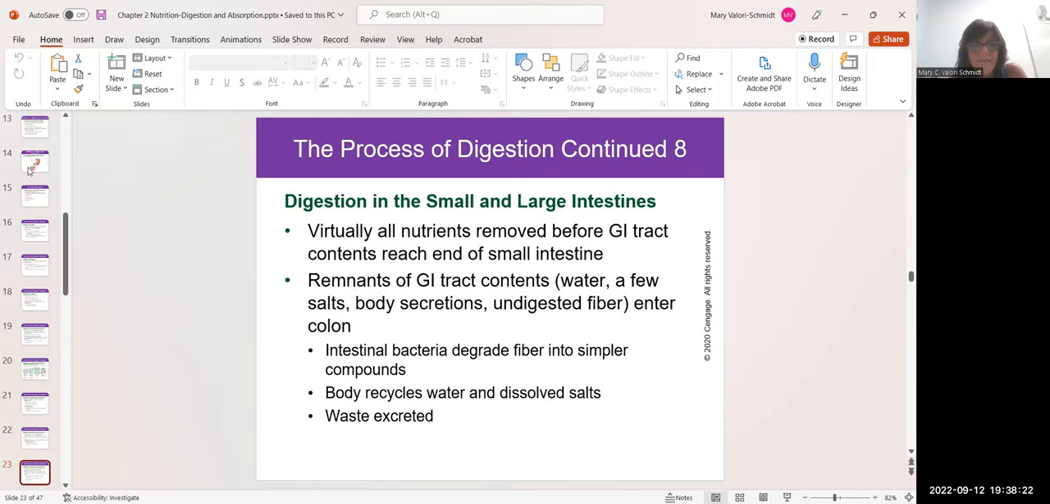Let's see. Yeah, and like I said, the small intestine really does the heavy lifting. It does most of the digestion and absorption for your GI tract. Once it gets to the large intestine, the colon, it's all about water and poop, making sure there's some water in there, forming the feces and getting rid of the waste, the excrement, right?